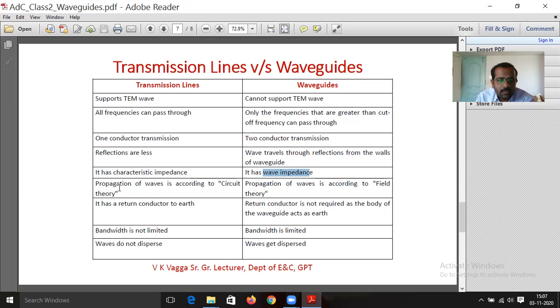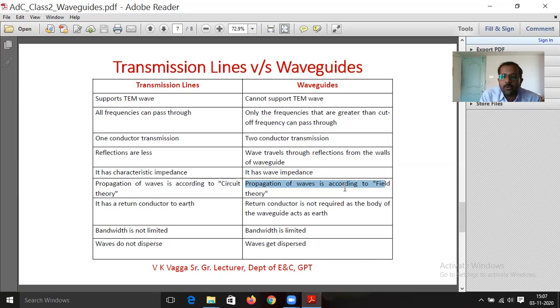And if you take the propagation of the waves, it is based on the circuit theory here. The movement of the signal in the transmission line is based on the circuit theory. An example is the flow of current in the circuit diagram. It is concerned with the transmission lines, but in the waveguide the propagation is according to the field theory. So in this case, what happens?